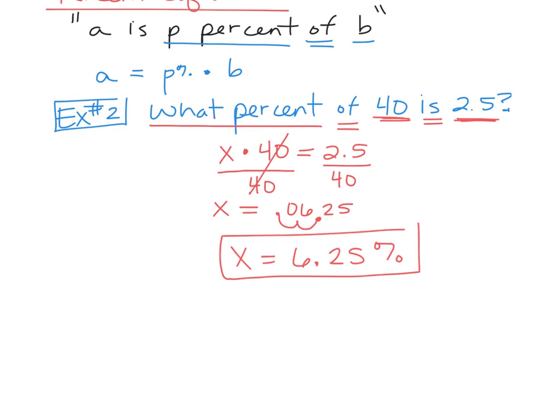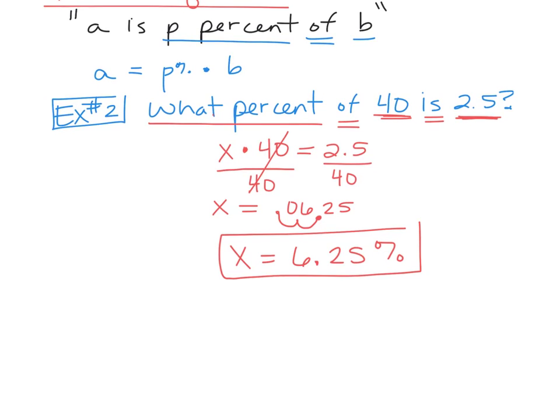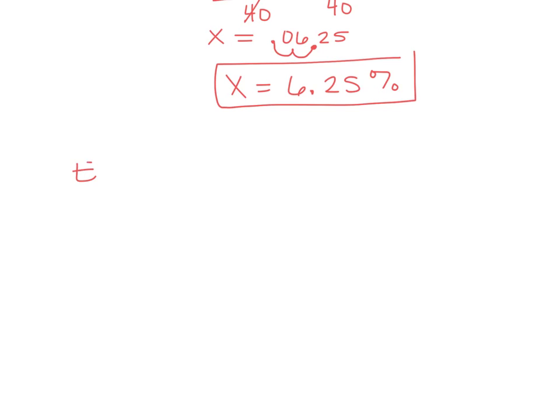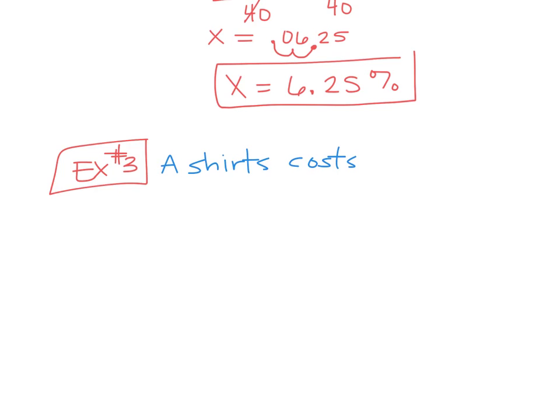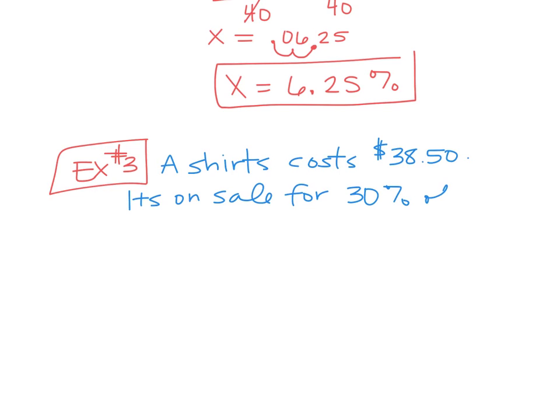Okay. I want to make sure we're not going to run out of time here. So let's try this one. Example 3. If I tell you a shirt costs $38.50, it's on sale for 30% off. What is the sale price?